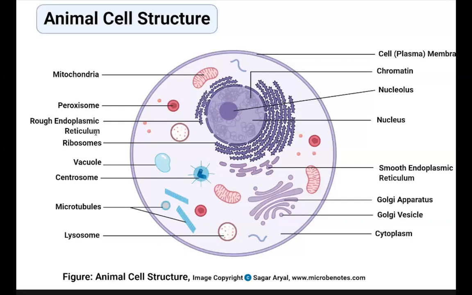Next, we have the nucleus and nucleolus. The nucleolus is part of the nucleus, and you can think of the nucleus as the central processing unit or CPU of the cell. It's the main component.